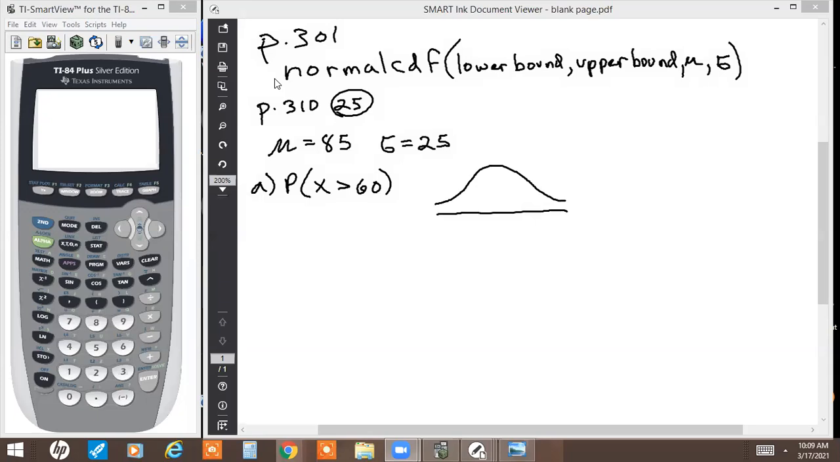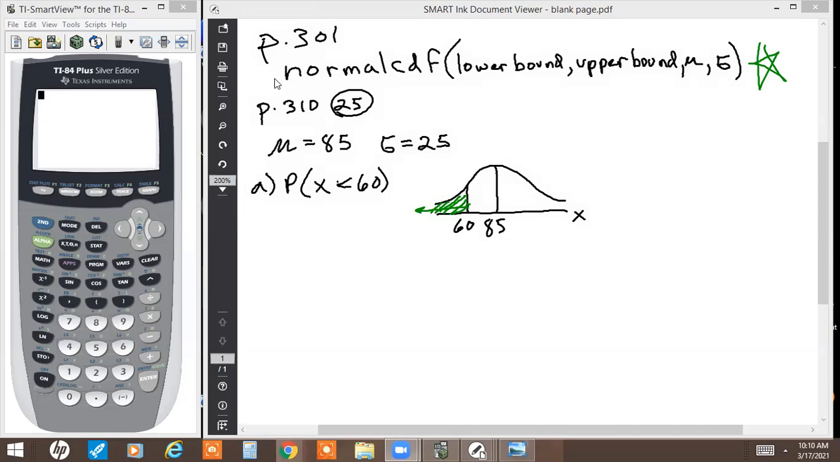Let me make sure that says greater than, I messed it up. It says less, I'm sorry, it's less than 60. All right, so let's say this is our original X distribution. It's not a Z distribution, it's the original X values. The mean is 85. 60 is back here somewhere, right? So what they're asking us to find is this shaded region here, okay? And notice it keeps going back, right? So take a look at this up here, because this is what we're going to be entering.